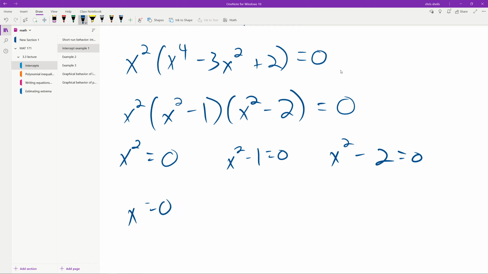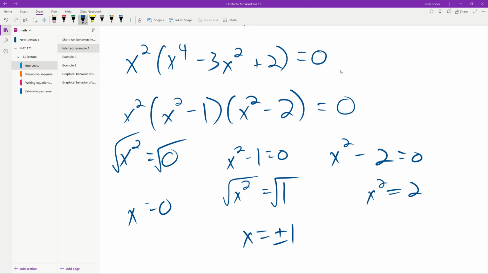I get x equals 0, because if I take the square root of both sides here, the square root of 0 is 0. Here, when I add 1 to both sides, I get x squared equals 1. So when I take the square root of both sides, I get that x is plus or minus 1. And in this last one, if I add 2 to both sides, I get x squared equals 2. Then when I take the square root of both sides, I get that x is plus or minus the square root of 2.